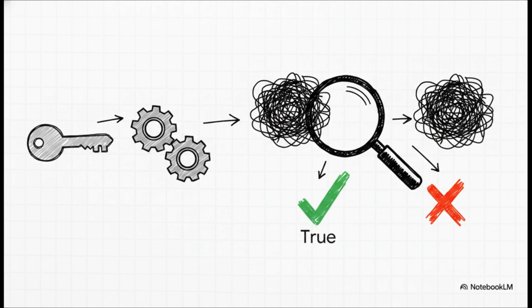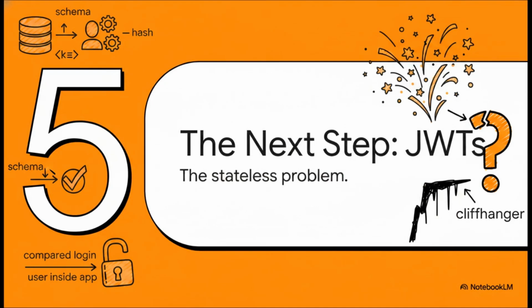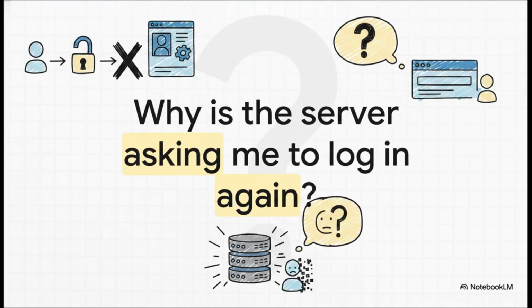All of this incredibly complex cryptography ultimately boils down to a beautifully simple Boolean value, true or false. If true, the passwords match, and the login is a total success. If false, the user is rejected. And finally, Section 5, the next step, JWTs, the stateless problem. We've built the schema, hashed the password, successfully compared the login, and the user is officially inside the app.